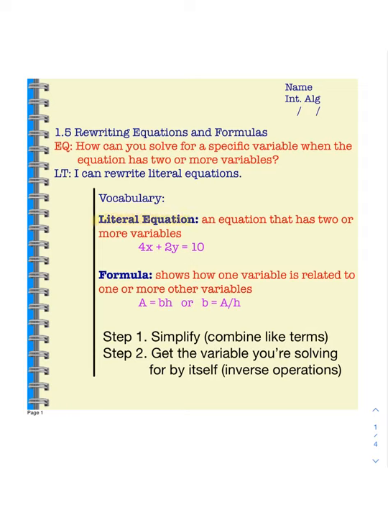So a literal equation is an equation that has two or more variables. An example of this is 4x plus 2y equals 10. There's both an x and a y. There's two or more variables.